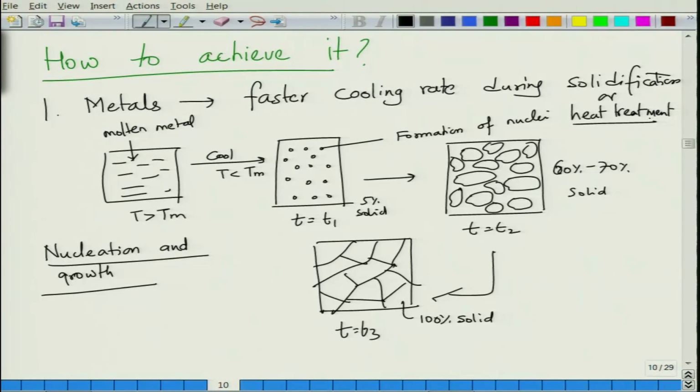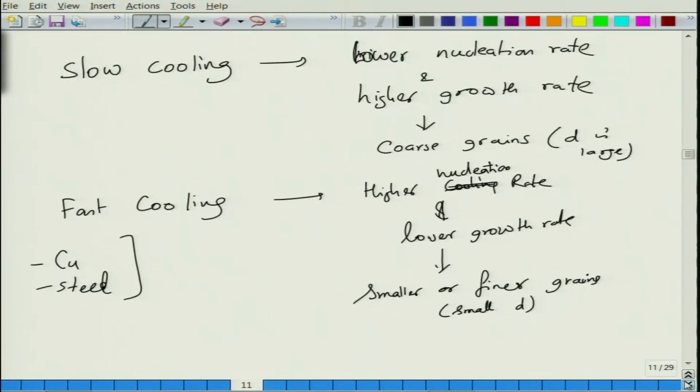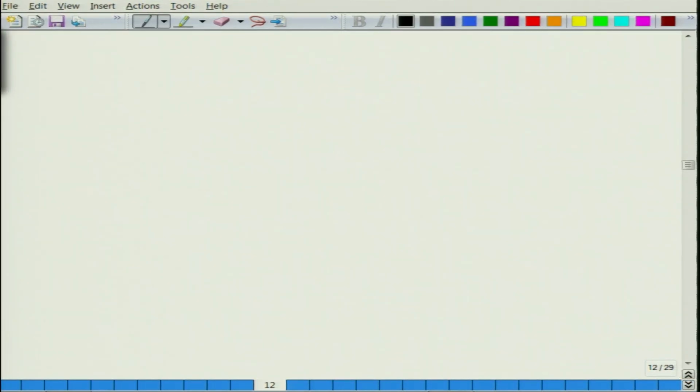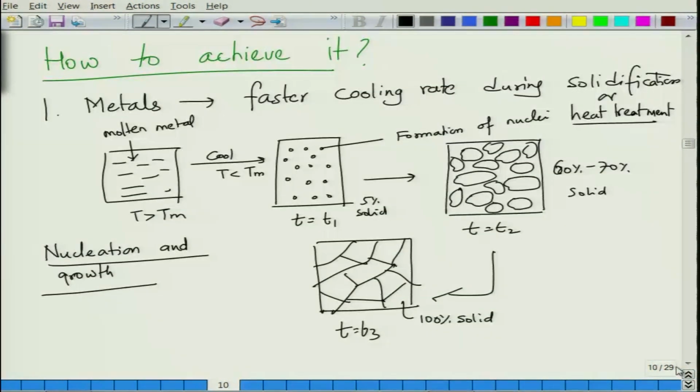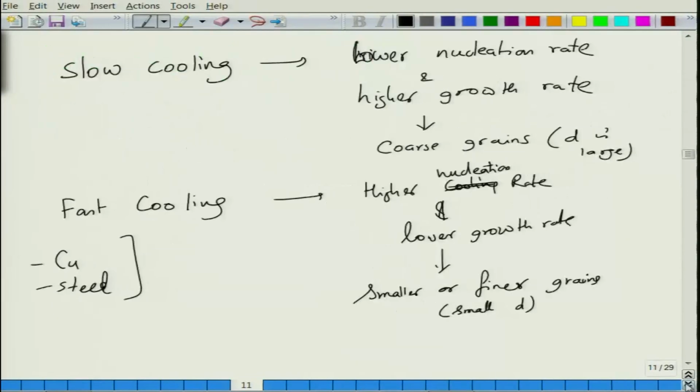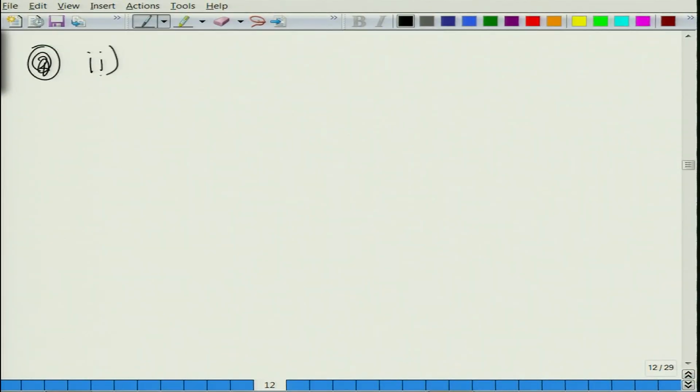So both of these give rise to smaller grain size, and faster cooling is basically done to achieve the smaller grain size. This is the first method of producing smaller grain size. The second method to achieve smaller grain size will be basically cold deformation followed by thermal treatment.